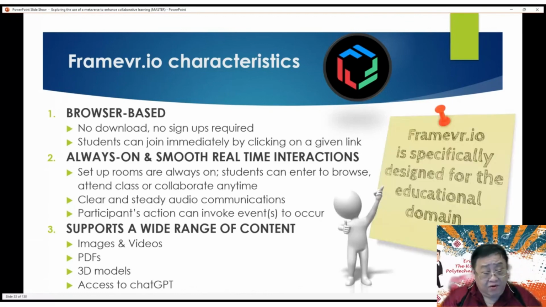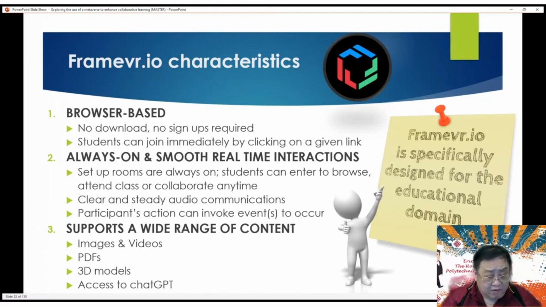Indeed, FrameVR.io is one of the few. Right now, I think it's maybe one of three. At the time when we chose it, it was the only one on the market that was completely designed for education, right? So what does that mean? That means the Metaverse features are specifically designed for the purpose of creating classrooms, lecture theaters, repositories, assessment environments, and so forth.